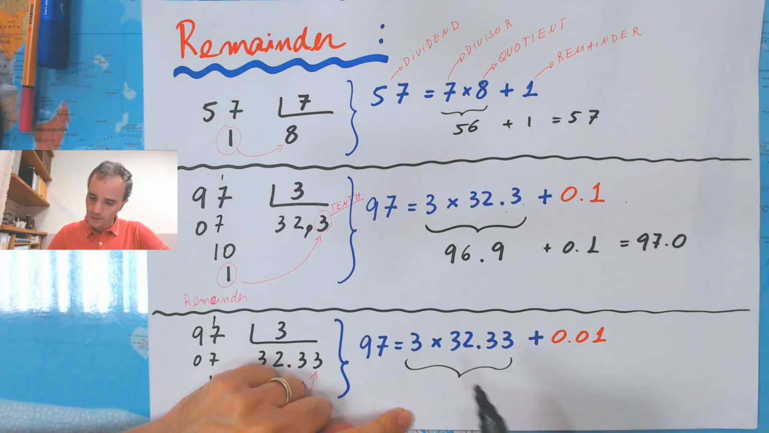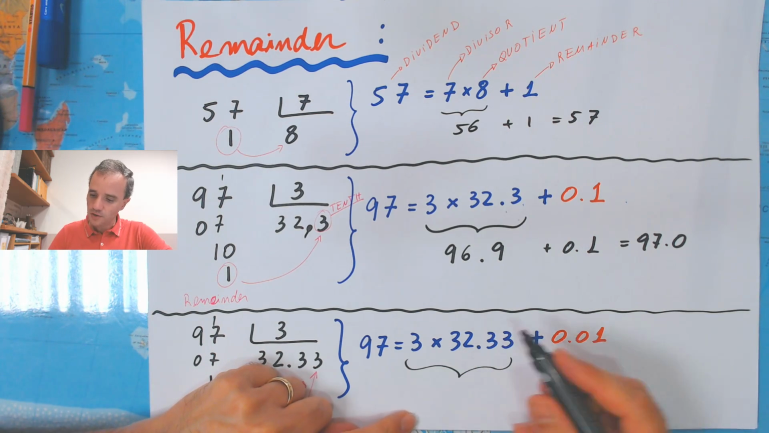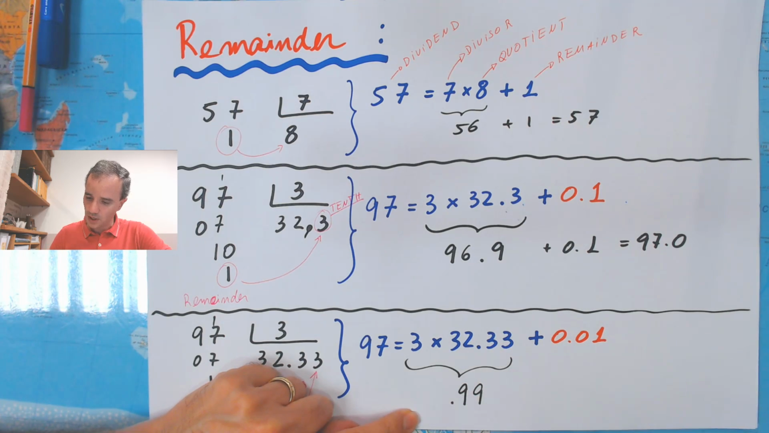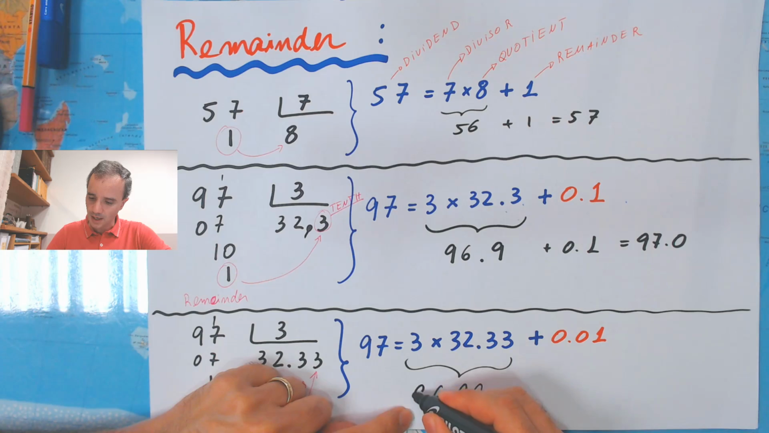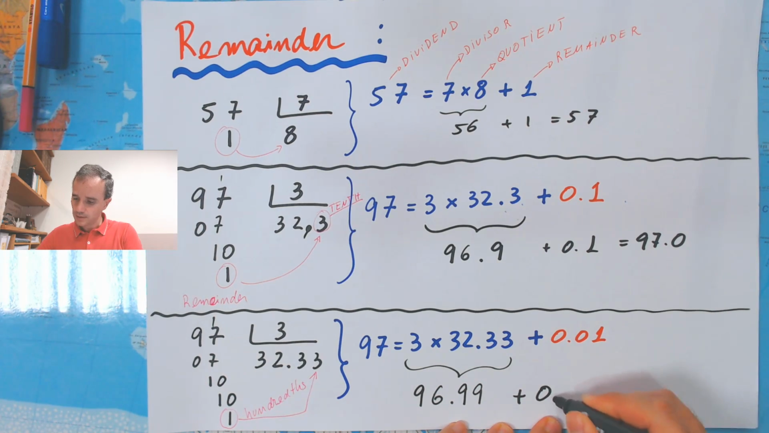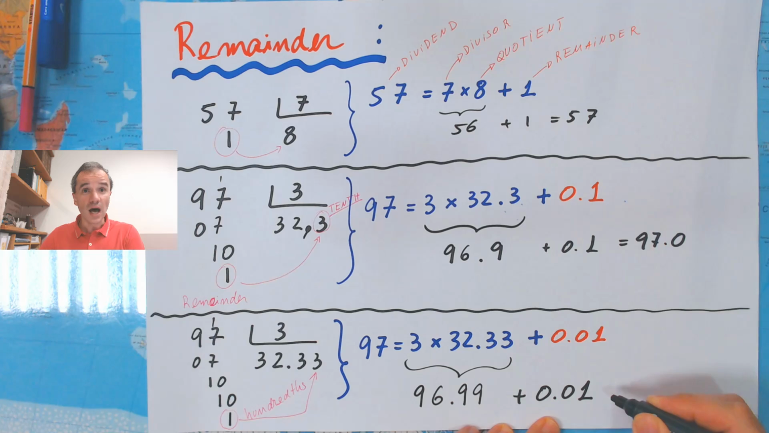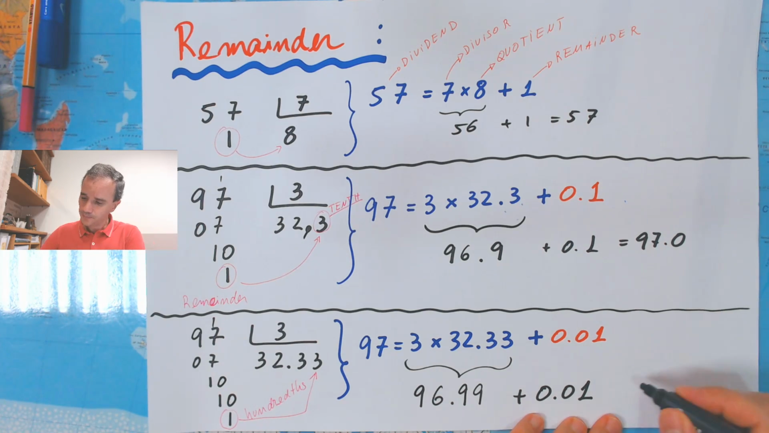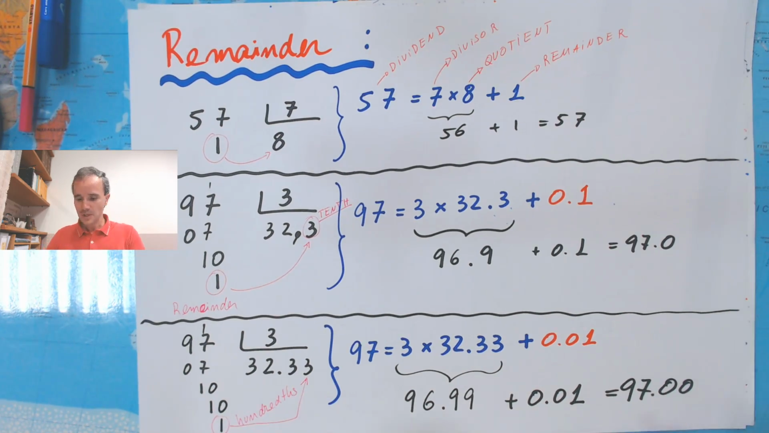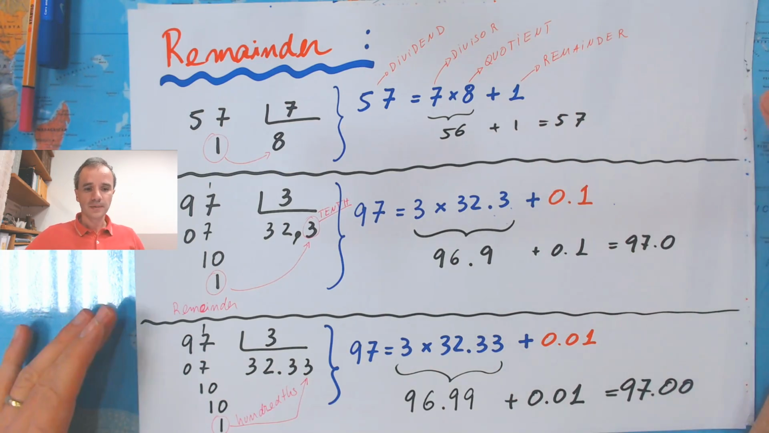Now, let's just see what this is. Well, I have to prove everything. So 3 times 3 is 9. 3 times 3 is another 9. Put the dot. 3 times 2 is 6. 3 times 3 is 9. You see? That's what we have, plus the hundredth remainder. This is going to give us 97.00.